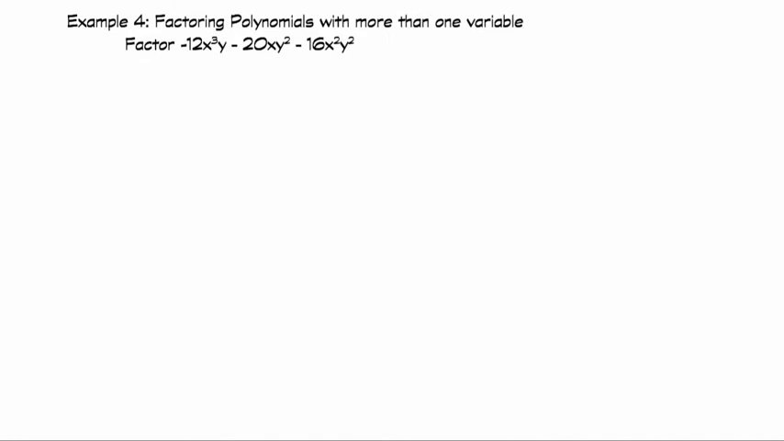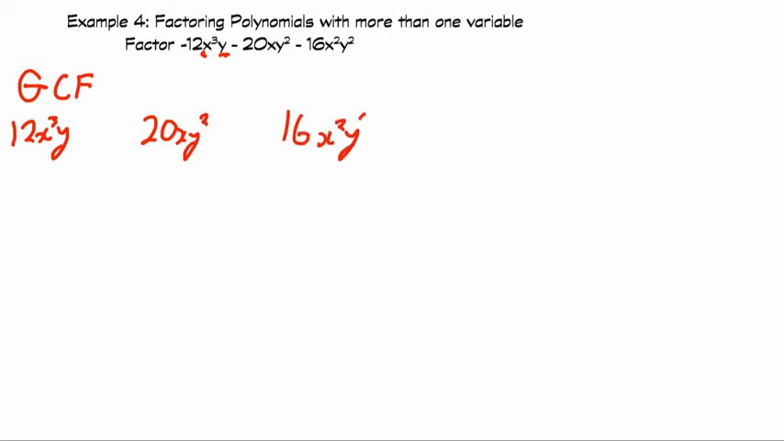For the last problem, we are factoring polynomials with more than one variable. So you can see each term has x's and y's in them. But we are still doing the same thing. We are finding the greatest common factor of 12x cubed y, 20xy squared, and 16x squared y squared.